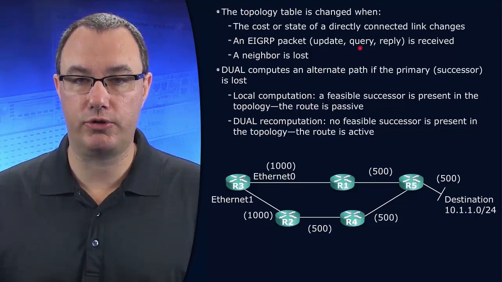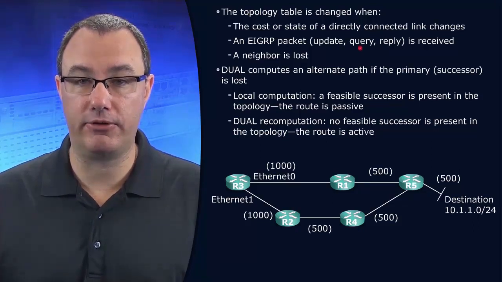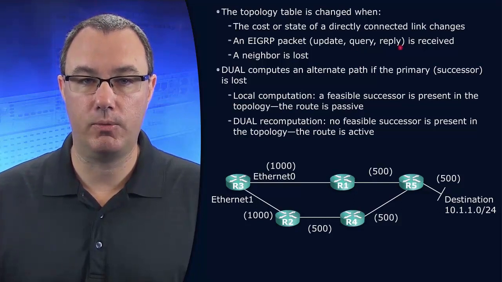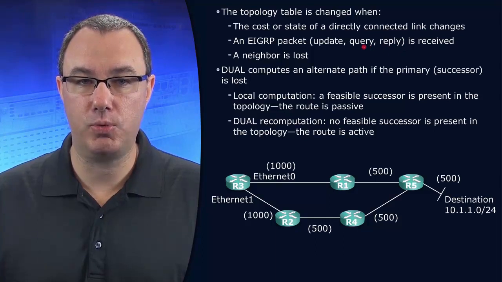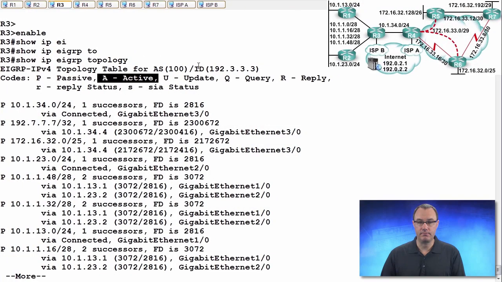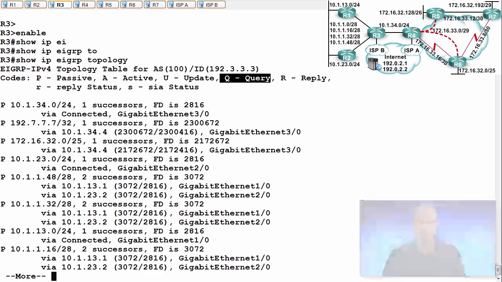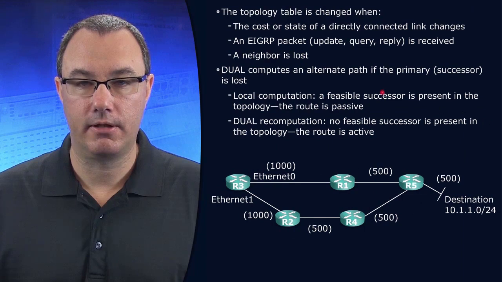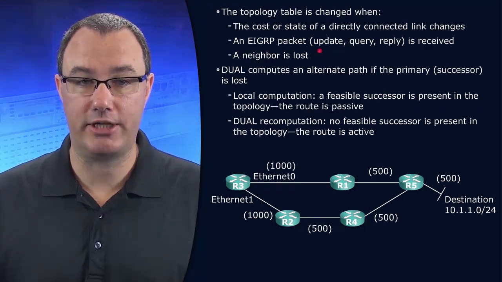When we lose a route, we will query our neighbors. That's important. We'll send a query to all of our neighbors, and we'll get replies back. During this state, between reception of a reply, we are what we would say is active. The active state says, I've sent a query, I am awaiting a reply. If we lose a neighbor, our topology table will change.